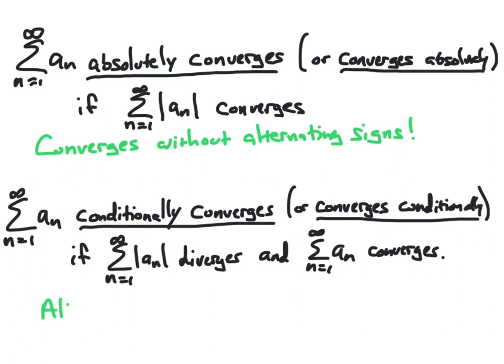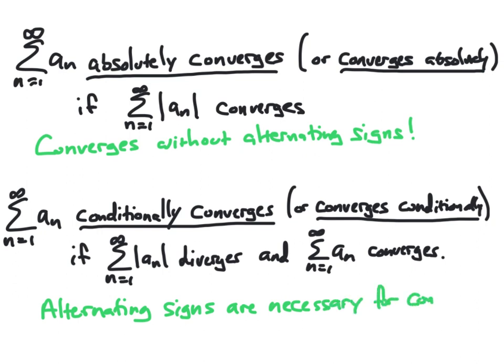This is just another way of saying that our alternating signs, or more generally, our negative signs in our series, are actually necessary for the convergence. If we get rid of them, in other words, if we take the absolute value of each term, we will get a series that diverges. But if we don't take the absolute value, if we leave our series as is, we actually have a convergent series. And this indicates that the alternating signs are necessary for that convergence.